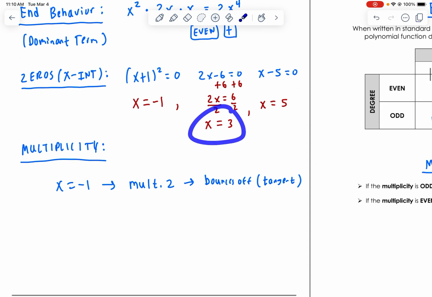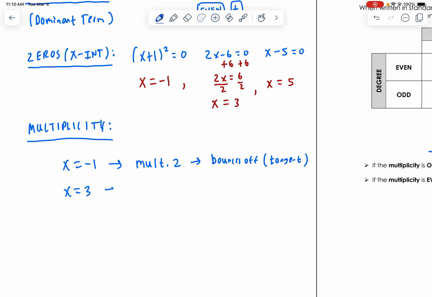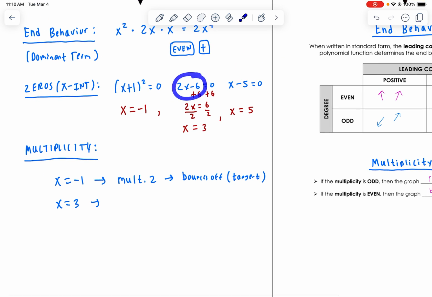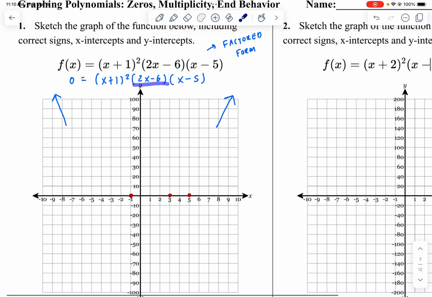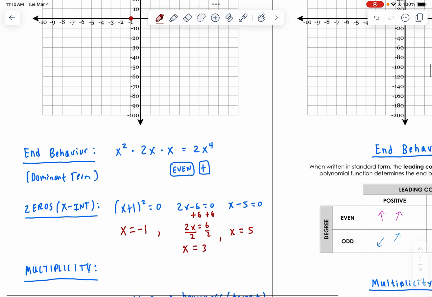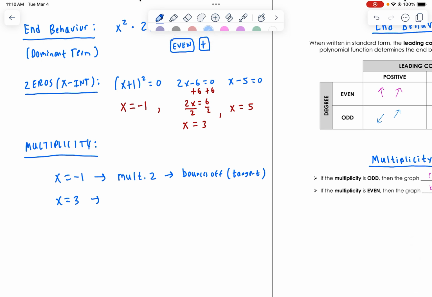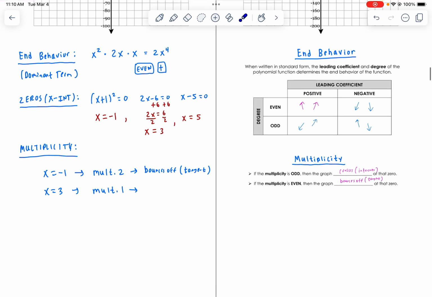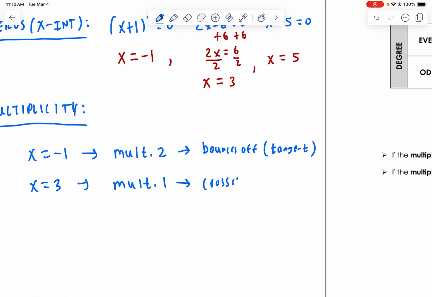The same for our next 0, x equals 3. This term, 2x minus 6, only came out once. We have an exponent of 1 technically there. So its multiplicity here would be 1. If you have a multiplicity of 1, which is odd, we said that will cross the x-axis. It'll intersect at that 0. So here it crosses, we'll call that intersects.